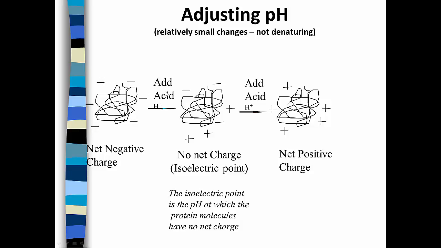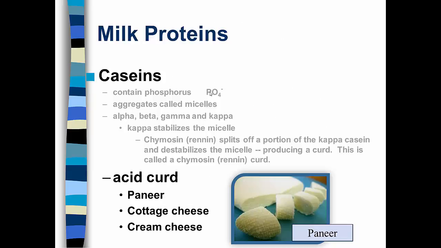When you add acid to this, you neutralize some of those charges and you bring the protein to the isoelectric point where there's no net charge. At this point, these casein micelles can also begin to clump together and stick together. They don't make quite as dense of a curd as they would if you had added chymosin, but they do make a curd. And that is called an acid curd. The acid curd is the reason why you have a solid product.